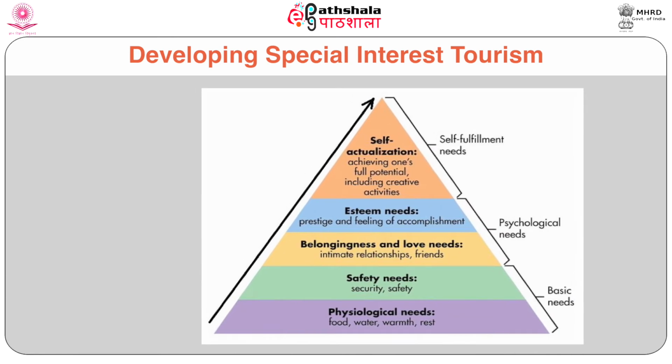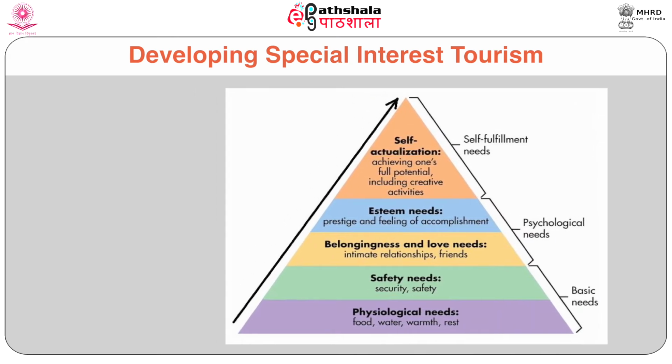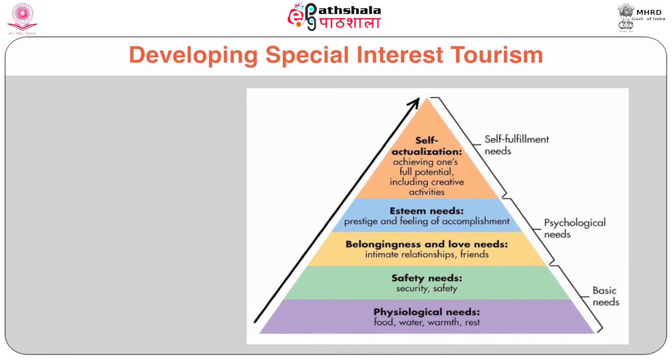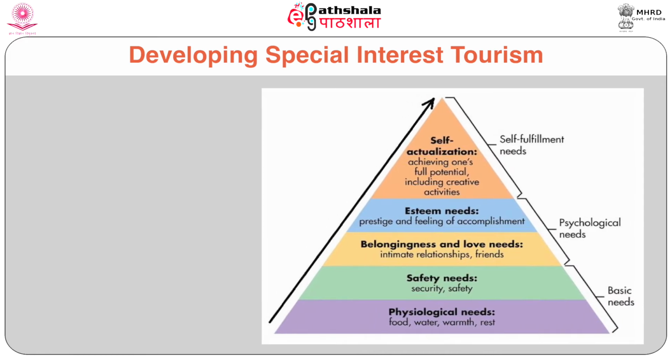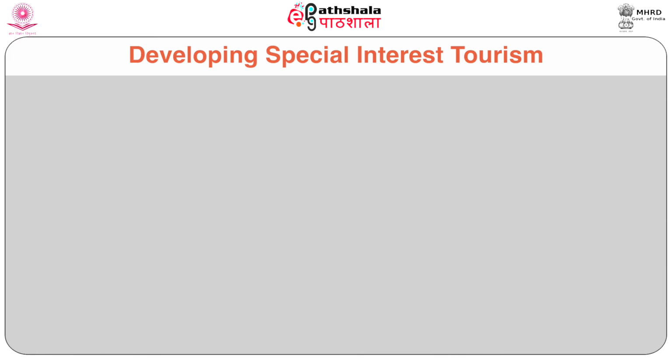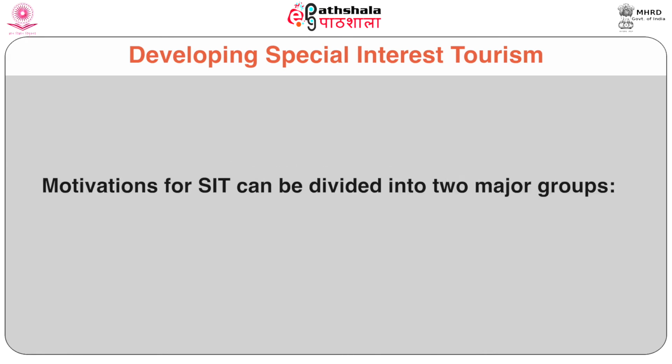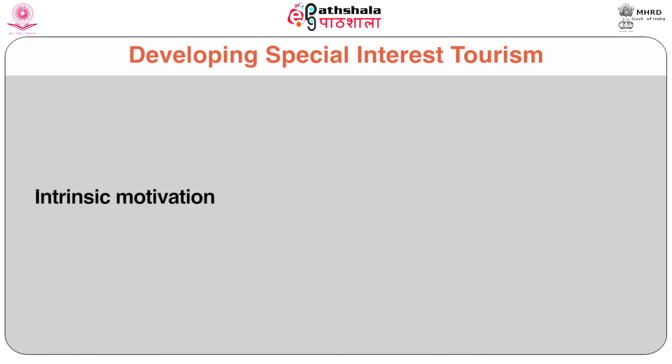Therefore, it is important to apply motivation theory in relation to different tourist types. Motivations for special interest tourism. Motivation of special interest tourism can be divided into two major groups: intrinsic motivation and extrinsic motivation.